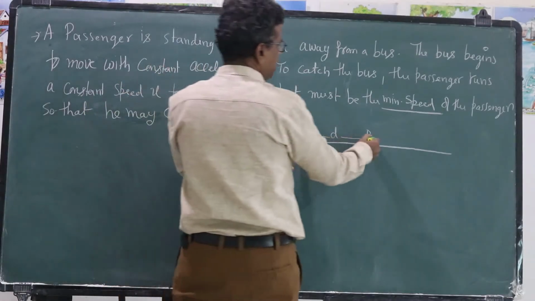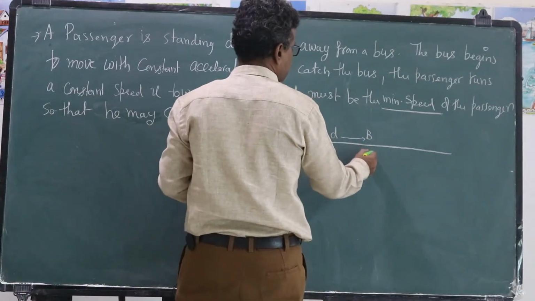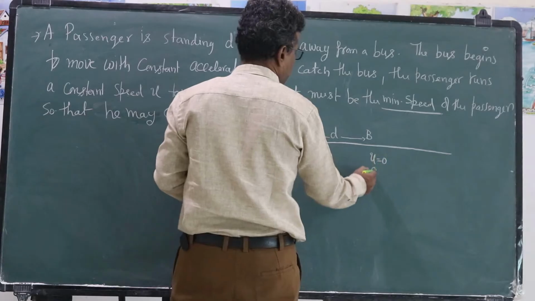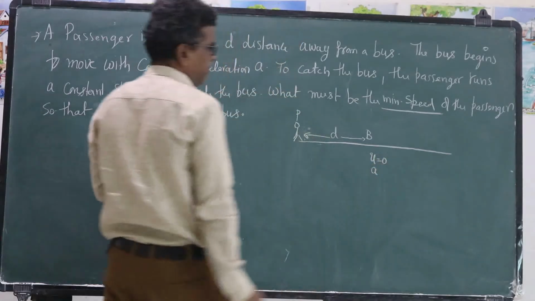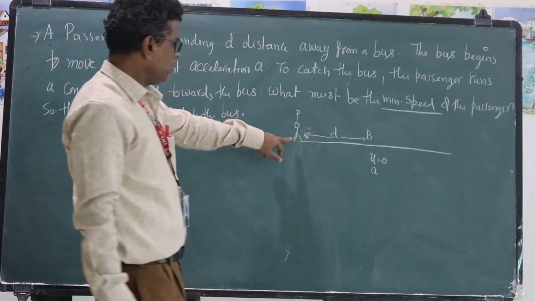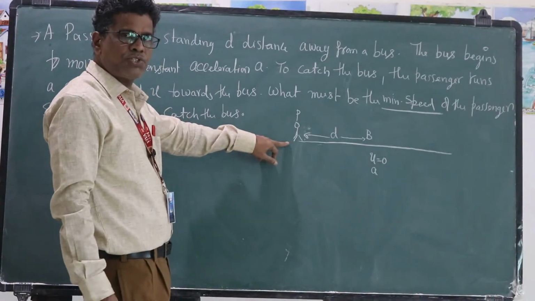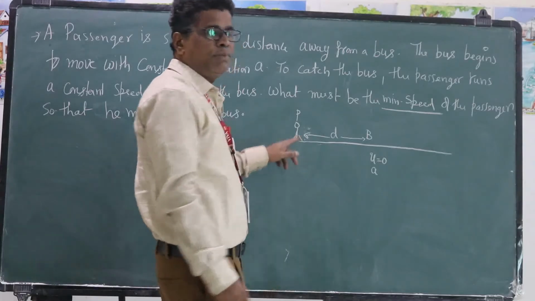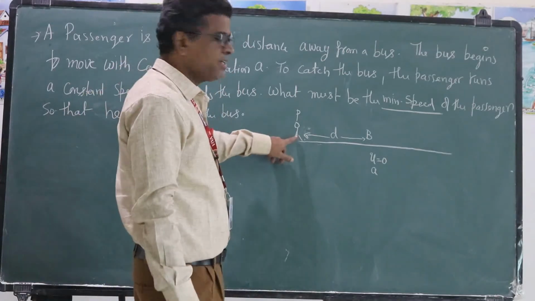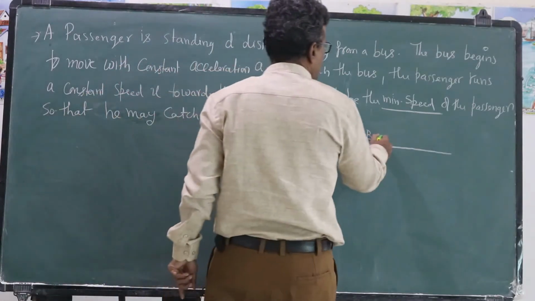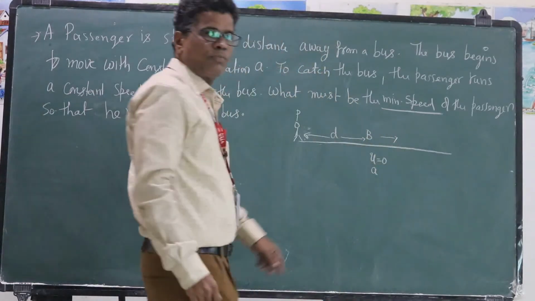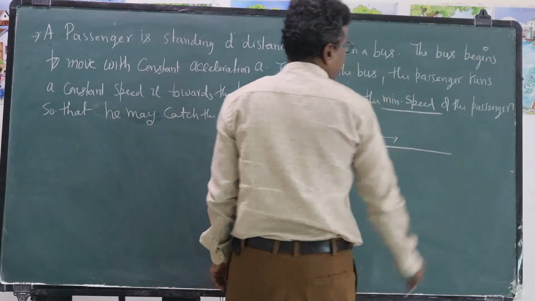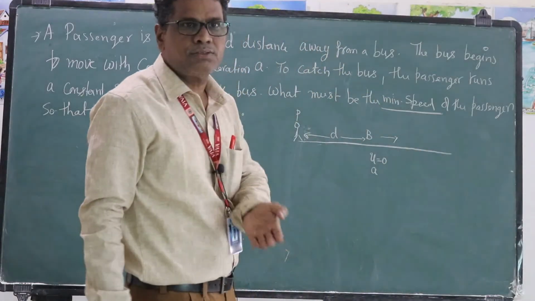At a distance d away from the bus starts. So the bus starts with initial velocity 0 and moves with a constant acceleration a. This person wants to catch the bus. So what is the minimum speed of the passenger? The bus is accelerating. Where he catches the bus, and at what time, we don't know.